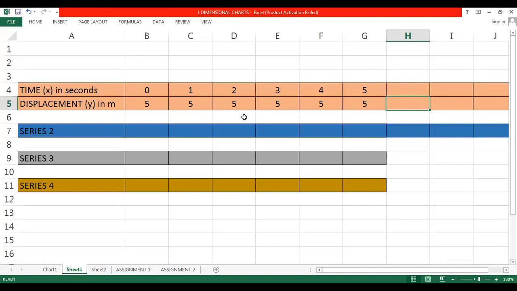Okay, so complete this table. Before completing this table, you need to understand the table. So 0, 5, 1, 5, 2, 5, 3, 5, 4, 5, and 5, 5.